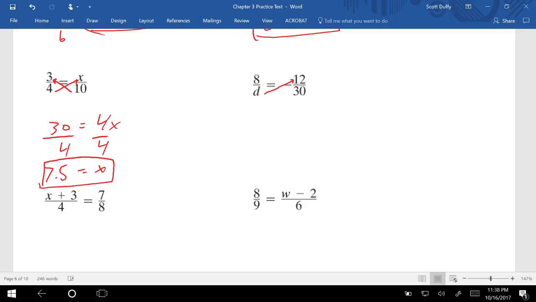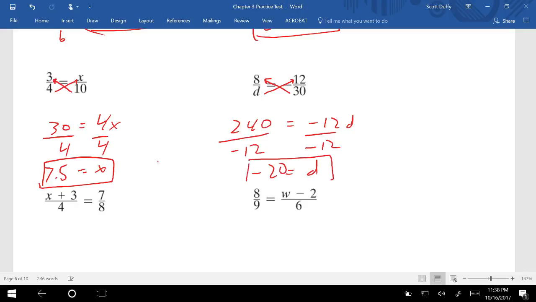D times negative 12. Negative 12d. I kept the negative at the top. Then I take 30 times 8. That should be 240. Divide by negative 12. And I get d equals negative 20.